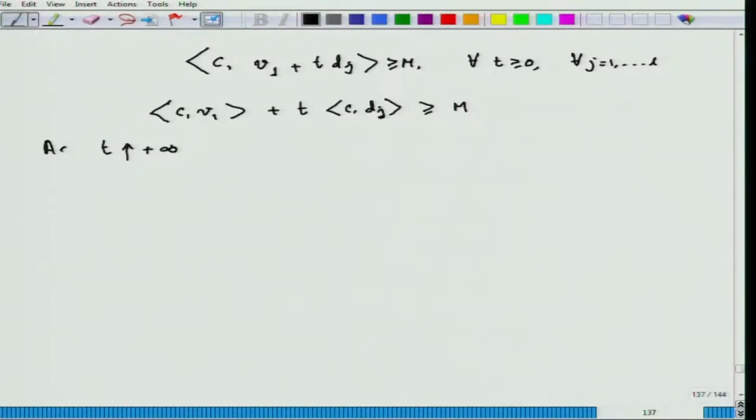So as T tends to infinity, because of this bound, it would imply that C of D j has to be greater than or equal to 0 for all j. This is what I have. Now, once I know this fact, I can look into the original problem in a slightly different way.